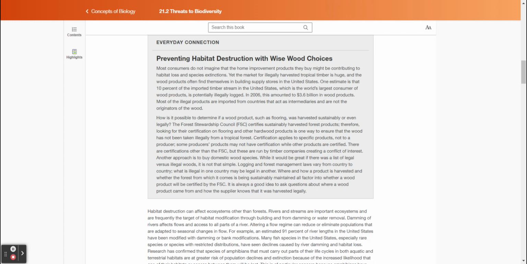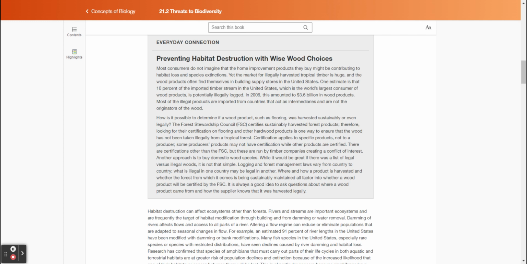Certification applies to specific products, not to a producer. Some producers' products may not have certification, while other products are certified. There are certifications other than FSC, but these are run by timber companies, creating a conflict of interest. Another approach is to buy domestic wood species.